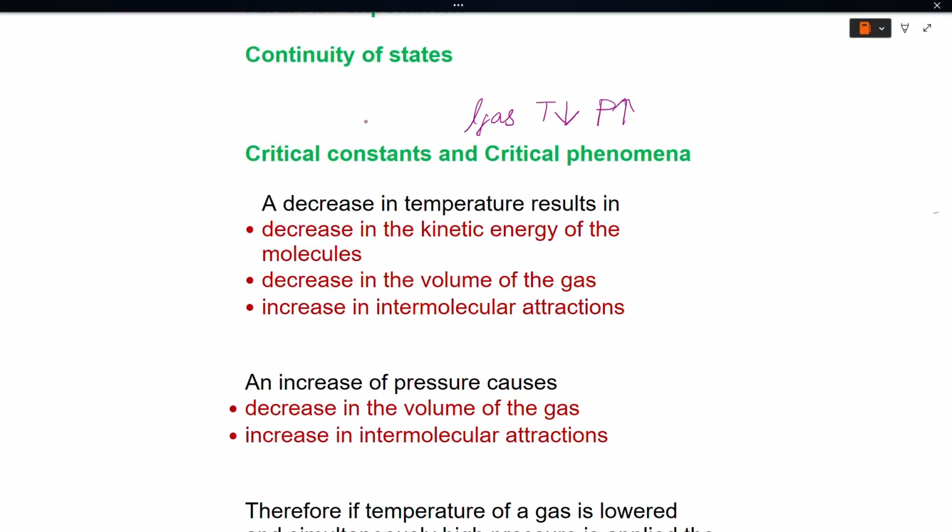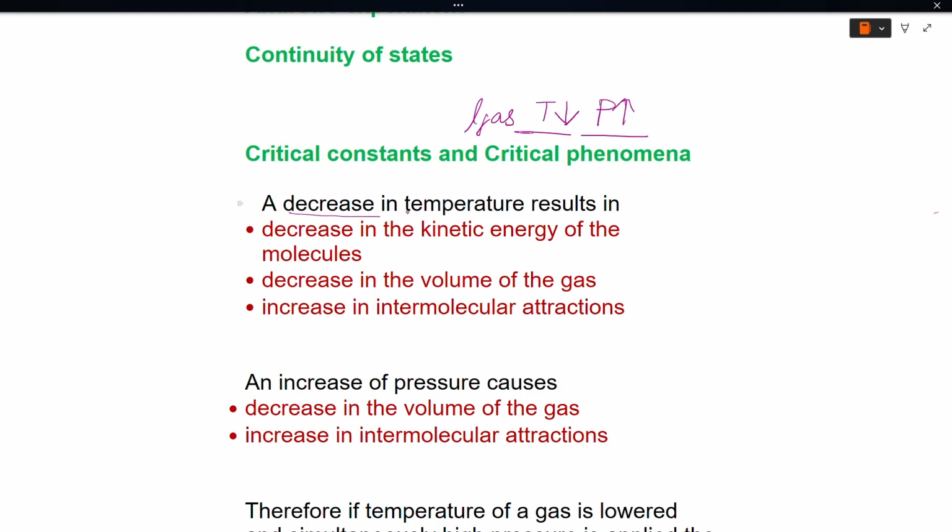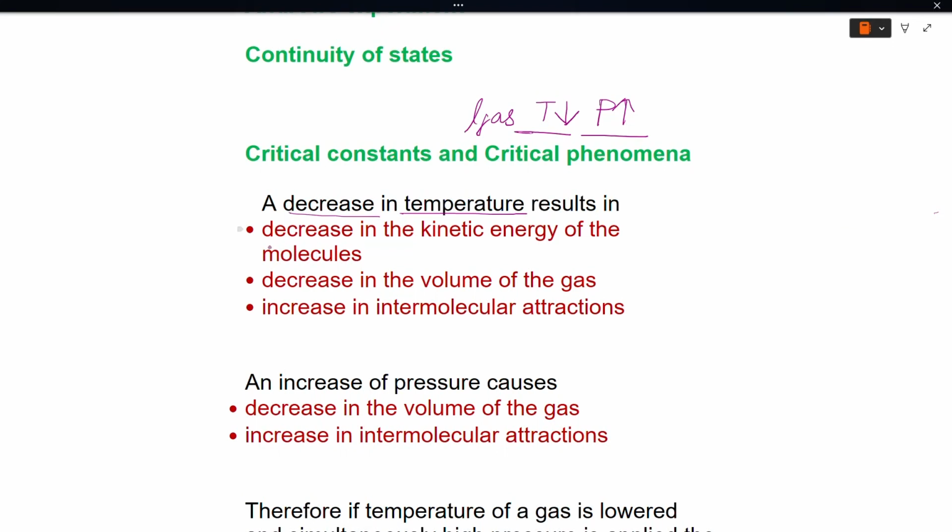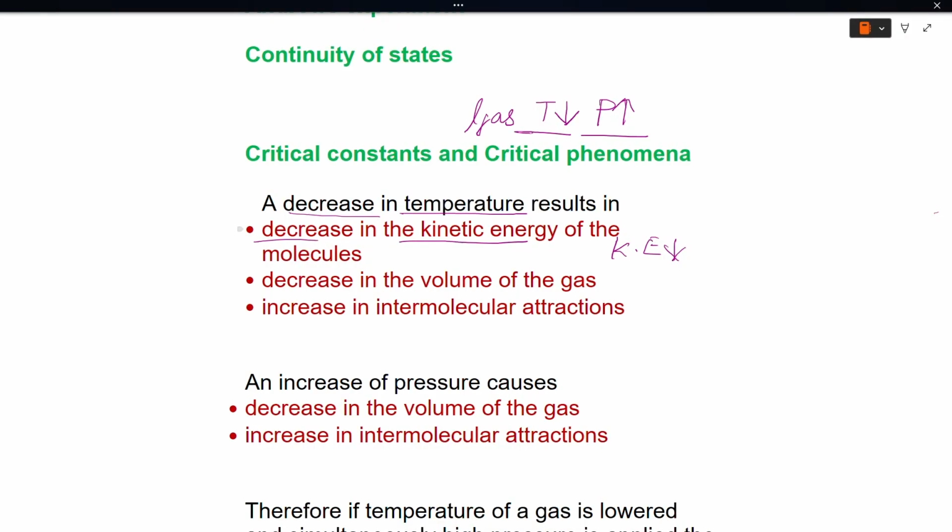Now, we have two options: we have to decrease the temperature as well as increase the pressure. First, we will see what a decrease in temperature does. When we decrease the temperature, the kinetic energy of the gas molecules decreases. Once the kinetic energy is decreased, the velocity with which the molecules are moving decreases and they start coming closer and closer, which means that there is a decrease in volume of the gas.